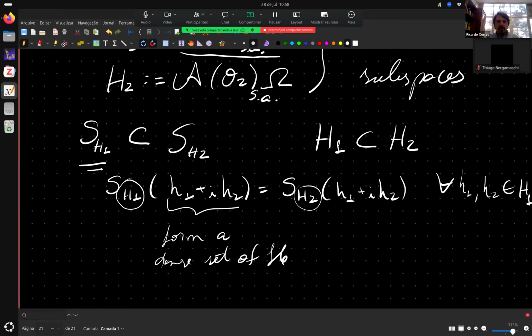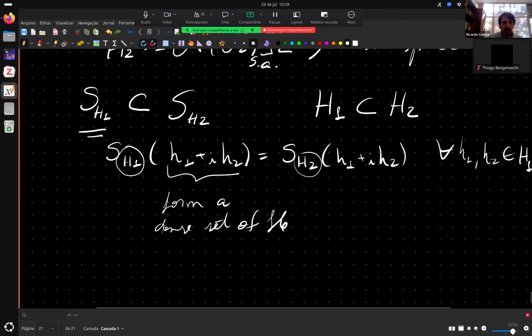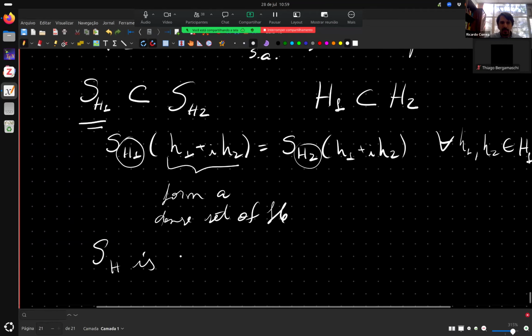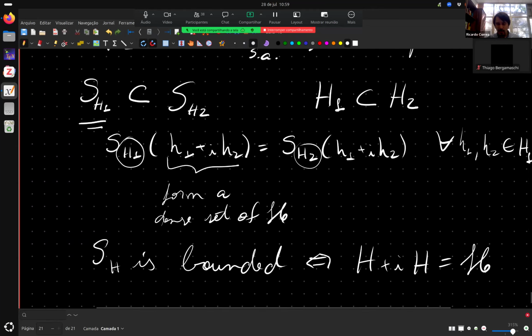So most of the time, these two operators S, even though they are just complex conjugations, are very badly behaved. They are not bounded operators. They are closed, thank God, at least one of the good properties holds. But it's not true that they are bounded. Most of the cases they are not bounded, and S_H is bounded if and only if H plus IH, without the closure, is already the whole Hilbert space. That's a consequence of the closed graph theorem.